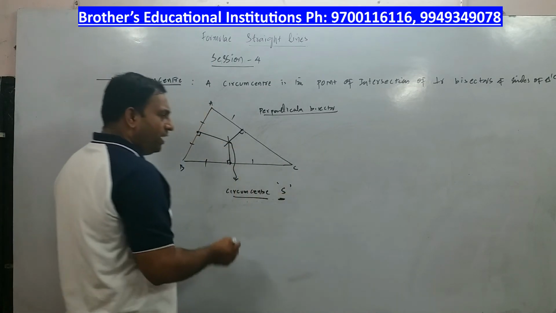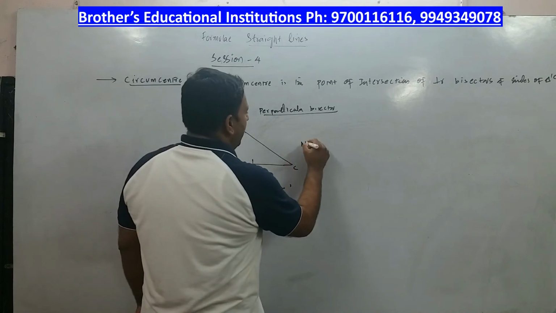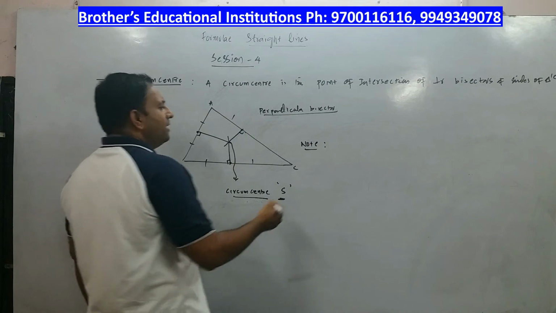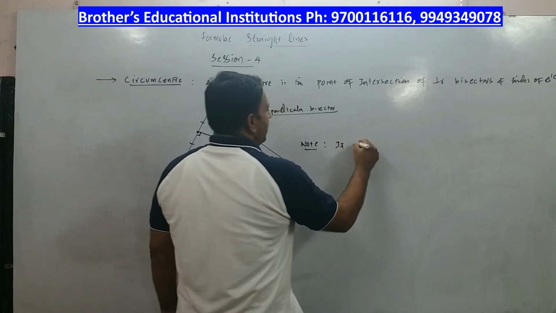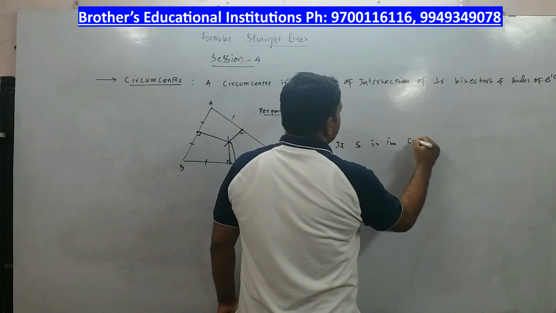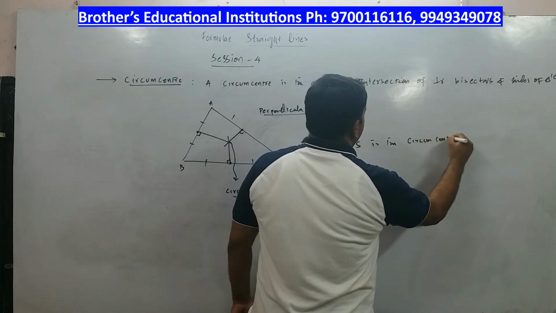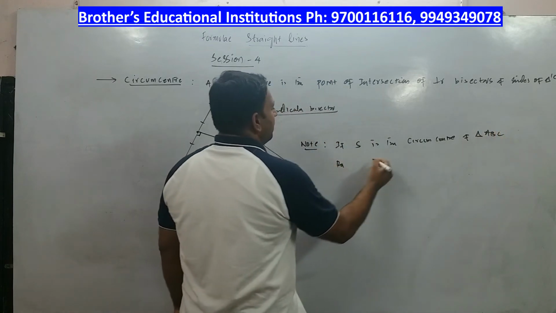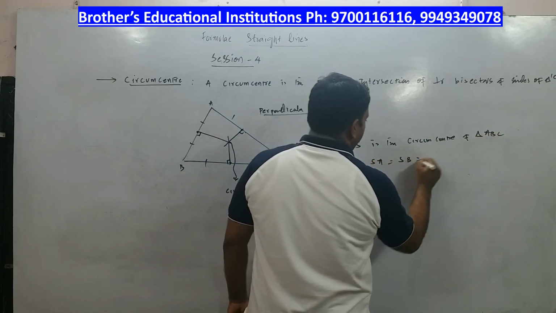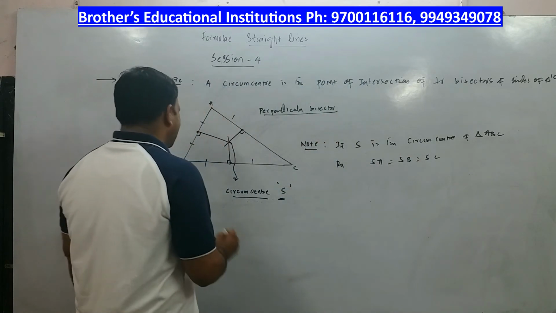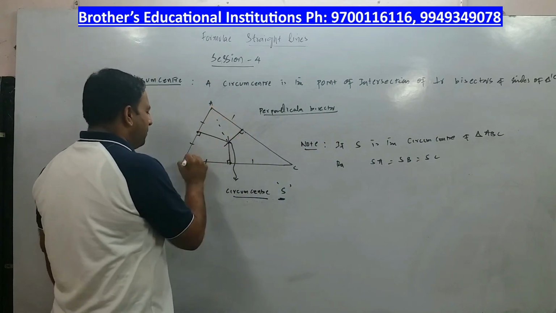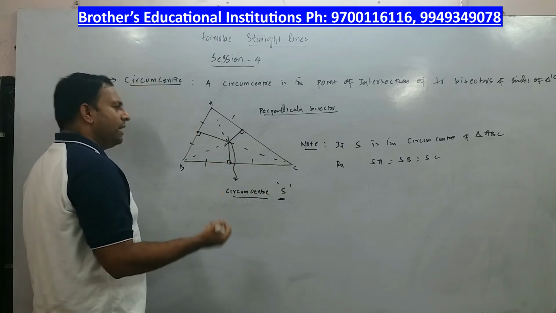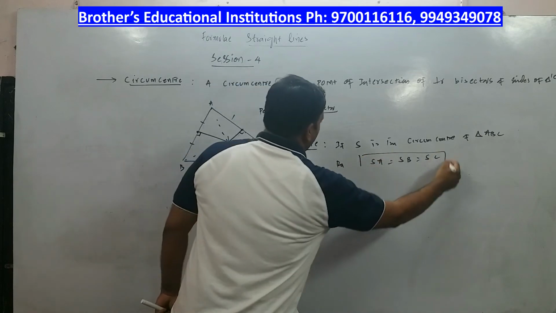Circumcenter is usually denoted by S. One very important note which I will be using: when A, B, C are the vertices of a triangle, and S is the circumcenter of triangle ABC, then SA distance will be equal to SB distance, and that is equal to SC distance. This is a very important note which you will remember, and it will help you find the circumcenter. So SA is equal to SB is equal to SC.